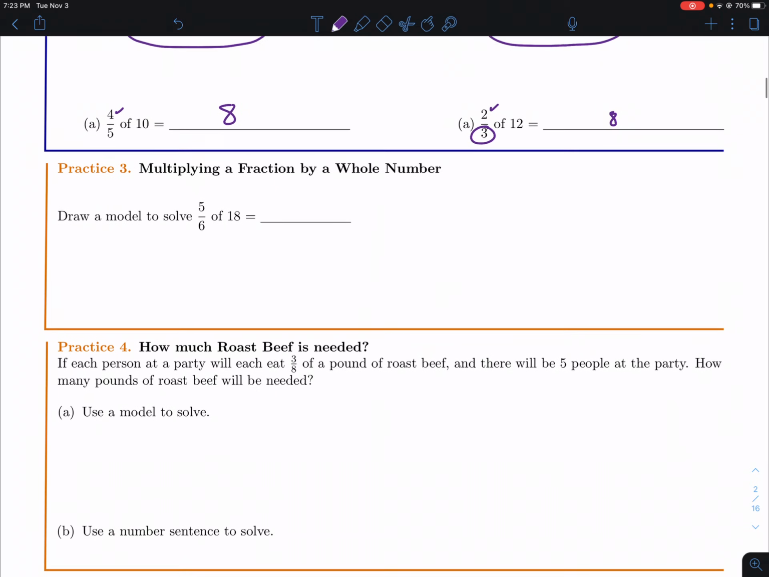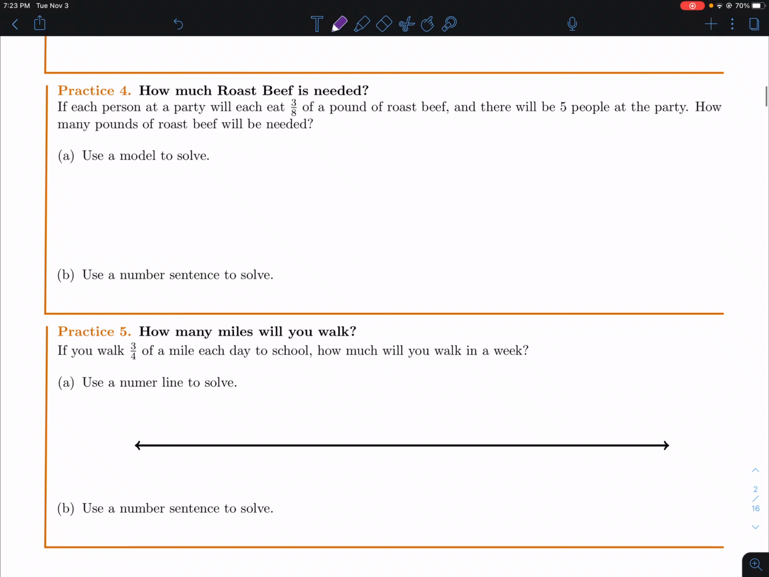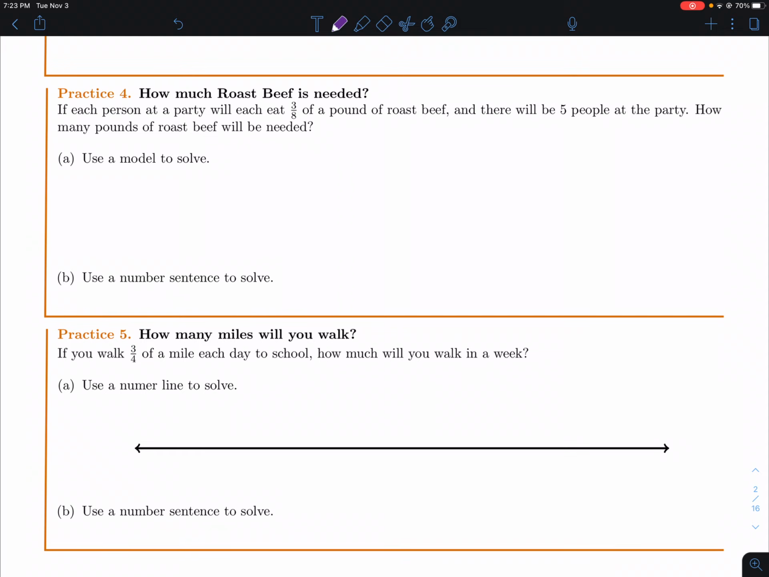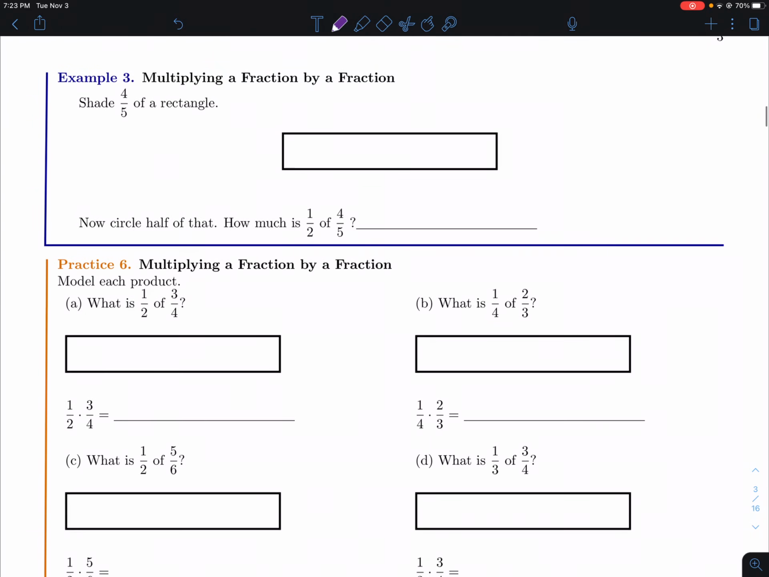All right, so I've got practice 3, 4, and 5 for you guys that are doing exactly the same kind of stuff. So give that a shot. Let me know if you have any questions or anything like that. And then when you're done, we'll come back and look at example 3, which is multiplying a fraction by a fraction.